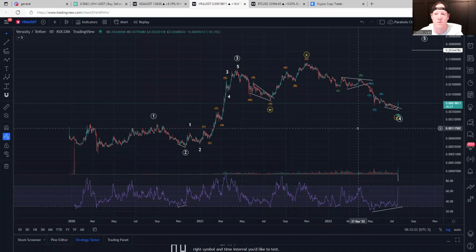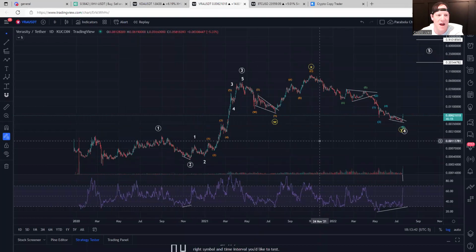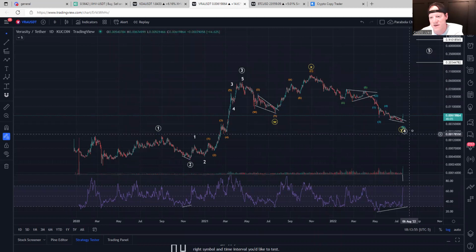Let's hop into the VRA chart. So we will start here on VRA on the macro count. This is the daily. As of right now, this entire structure, we've got a full 3-wave structure in place. We've got a 1, 2, 3, and what I believe is a WXY, putting in a 4-wave, and then I believe we will have a 5th wave up.